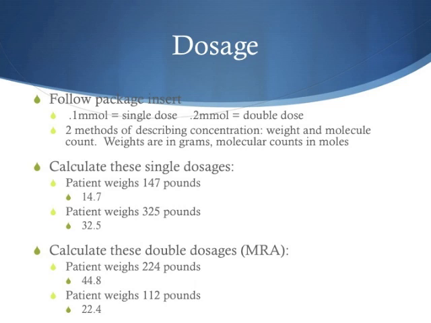Same thing applies if you're going to give a double dose of contrast for like an angiographic study. If the patient weighs 224 pounds and you multiply their weight in pounds by 0.2, you come up with 44.8. And that's how much contrast you would give the patient for that procedure. And then finally, if you were doing a double dose of contrast for a patient who weighs 112 pounds, you would multiply 112 by 0.2 and get 22.4 milliliters of contrast to give the patient.